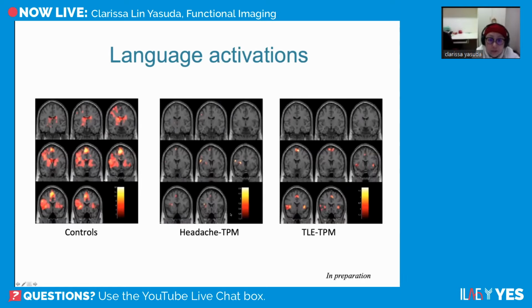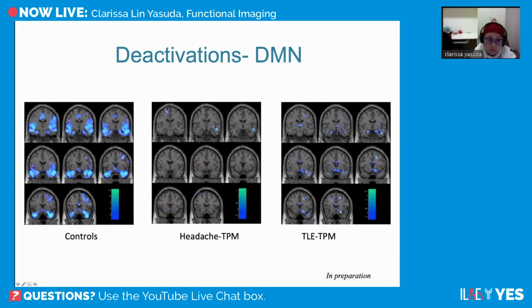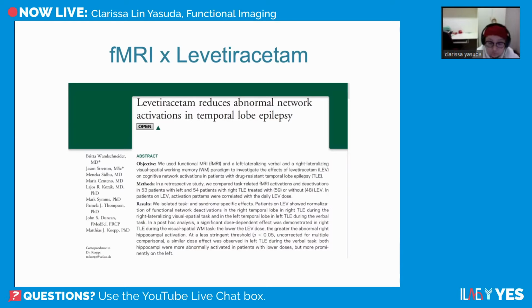And then when we look at the activation, so these are the controls, and then the people taking topiramate for headache, they have a very bad activation. And also those with TLE. And then when we look at the deactivation pattern, so these are the normal deactivation, and those with headache taking topiramate, they also could not deactivate properly. So here we showed an effect of topiramate.